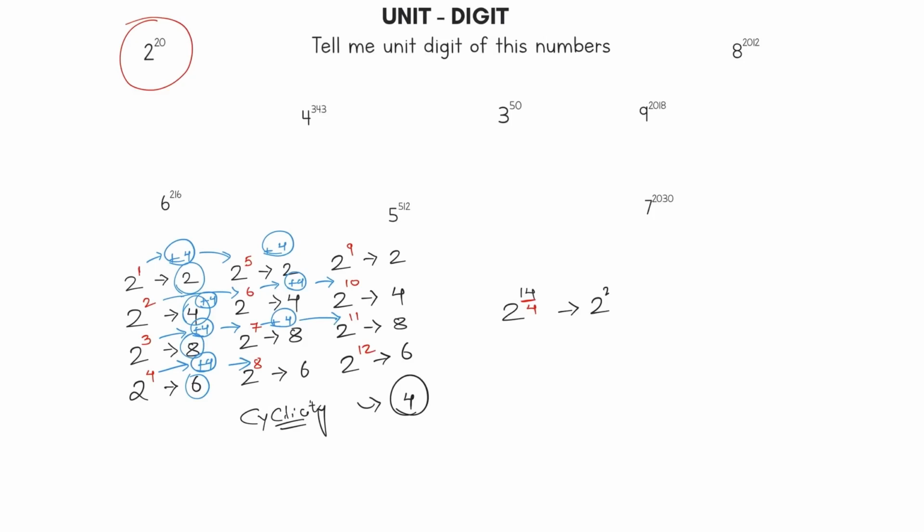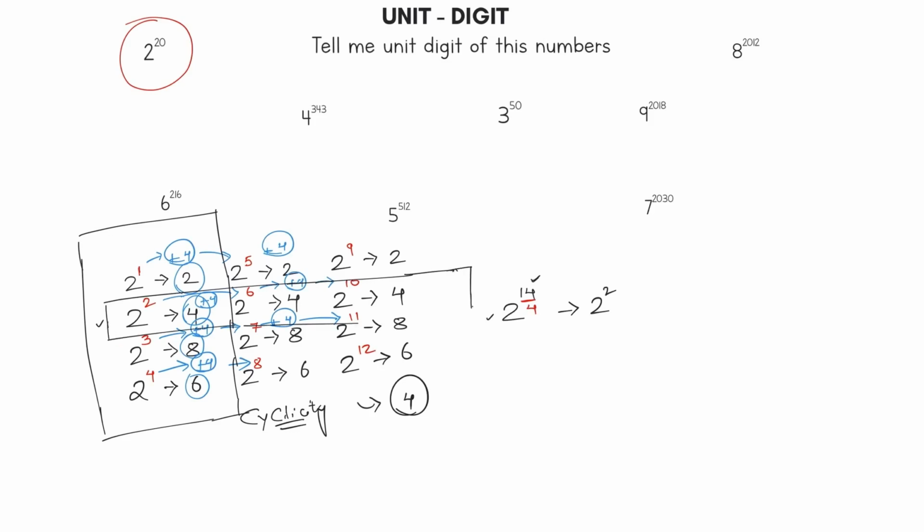Which means what? I convert this 2 raised to 14, whatever my big number is, in terms of this number. Because I know in the end only these 4 unit digits will be there, either it will be 2 or a 4 or an 8 or a 6. So I convert whatever the bigger power is, 2 raised to 14, into this smaller power, 2 raised to 2, which means it will come in this line.